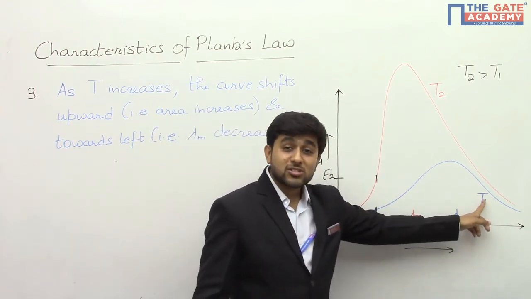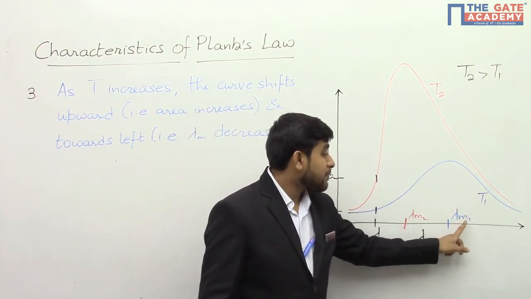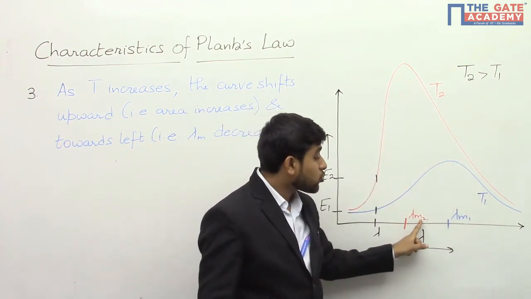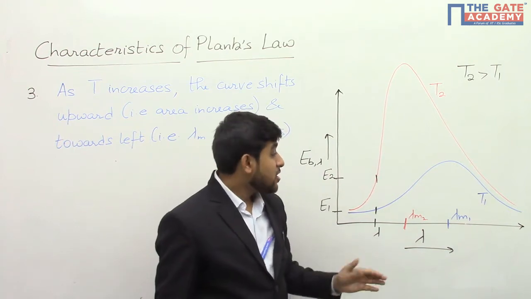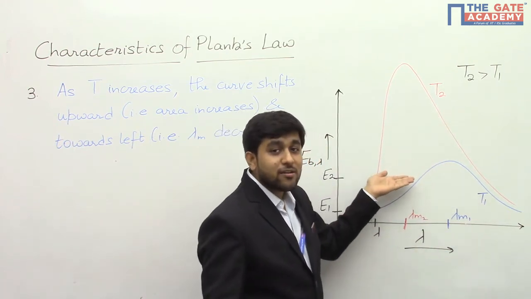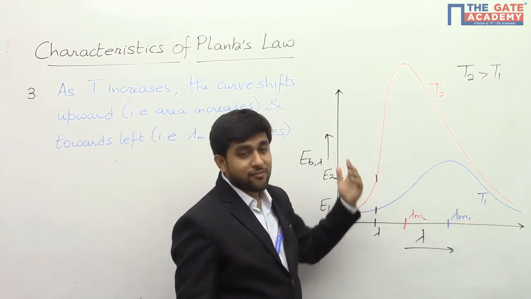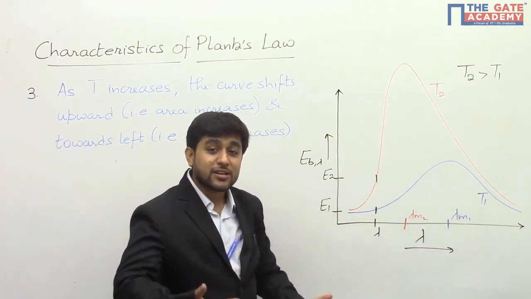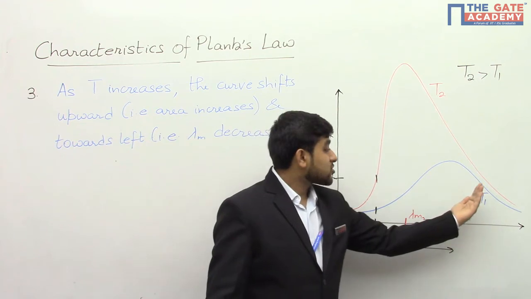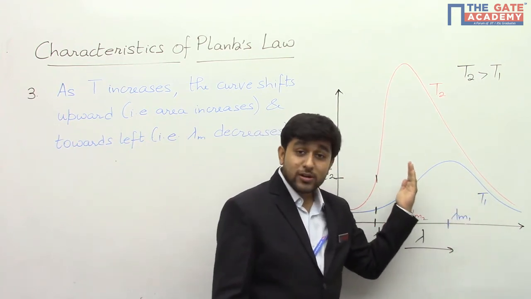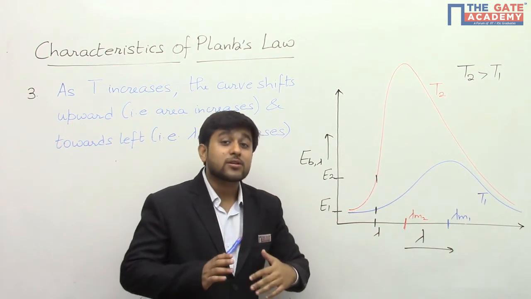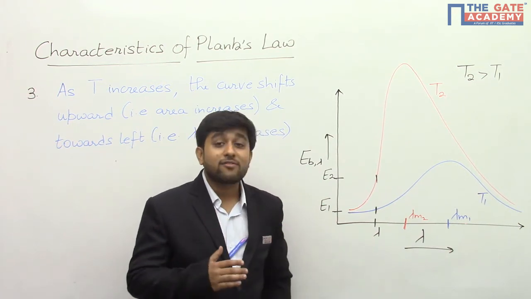When the temperature is T1, the lambda m is lambda m1. And when the temperature is T2, lambda m is lambda m2, which is less than lambda m1. So when the temperature increases, the curve shifts upwards and towards left. Shifting upwards represents an increase in area, that is, an increase in total emissive power, and shifting towards left represents a decrease in lambda m, that is, emitting more energy in the form of lower wavelength radiations.